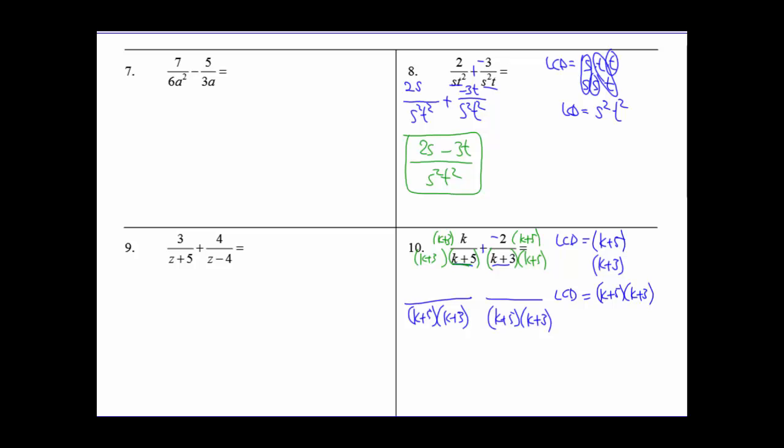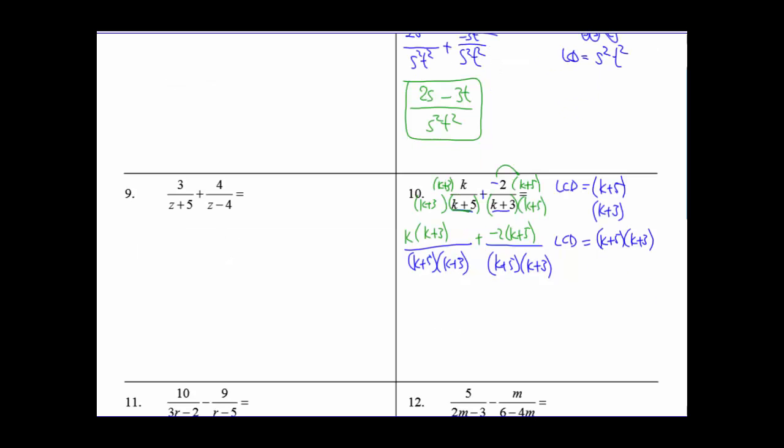By doing that, we get k times k plus 3, and then we have a negative 2 that we distribute. So we have negative 2 times k plus 5. If we simplify, distributing k times k gives us k squared plus 3k minus 2k, and then minus 10, all over k plus 5, k plus 3.